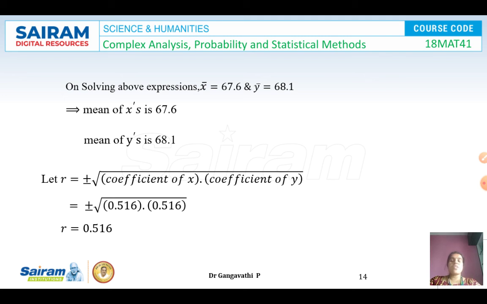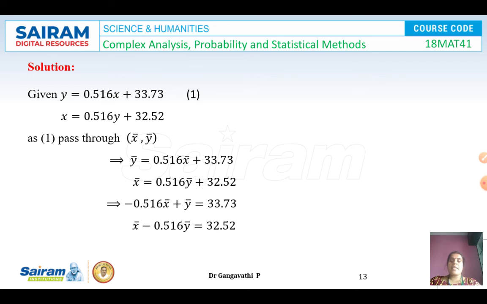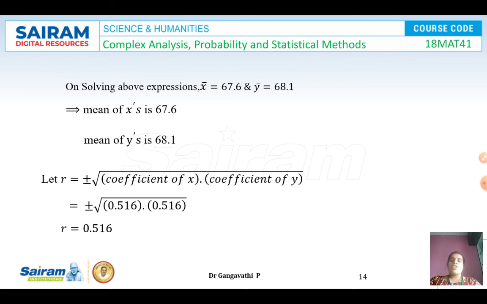The third sub question is to find the coefficient of correlation. The coefficient of correlation is evaluated by using the formula r, which is equal to plus or minus square root of coefficient of x into coefficient of y. From the equations of regression, the coefficient of x is 0.516 and here it is also 0.516. So both are the same value, both are positive. Therefore, r results in a positive relation. So the coefficient of correlation is 0.516.